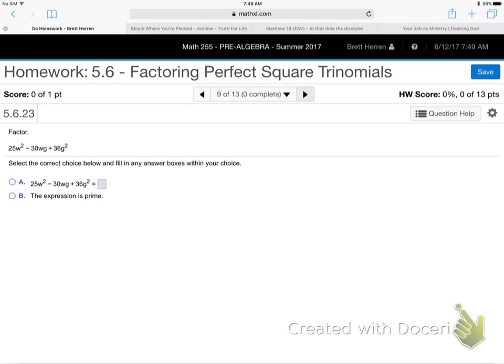All right, let's try that one. w squared minus 30wg plus 36g squared. So try that one. So 2 parentheses.